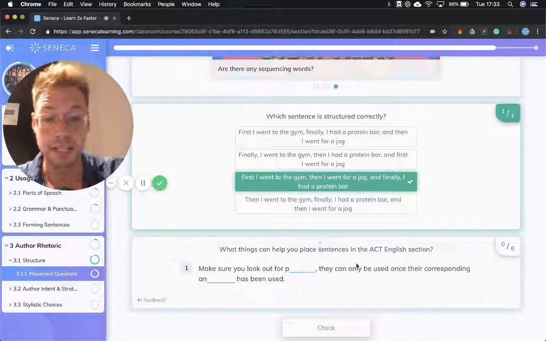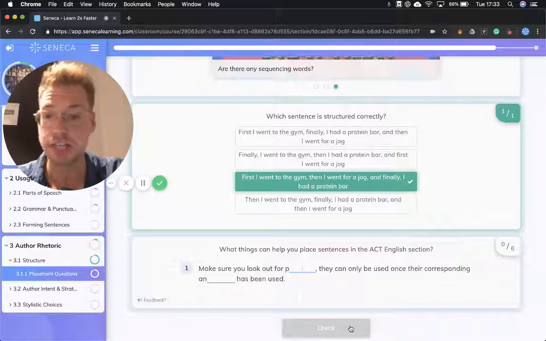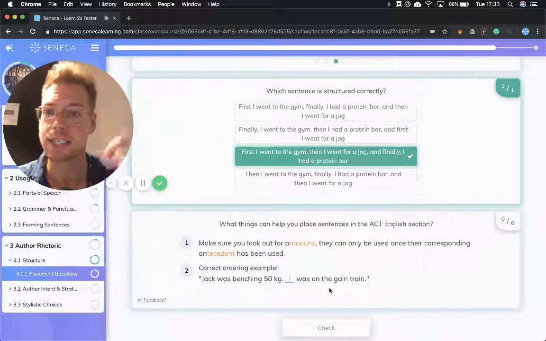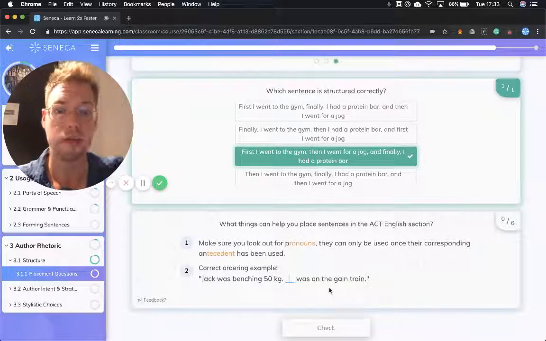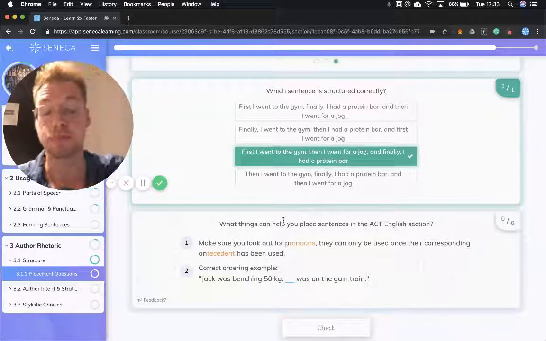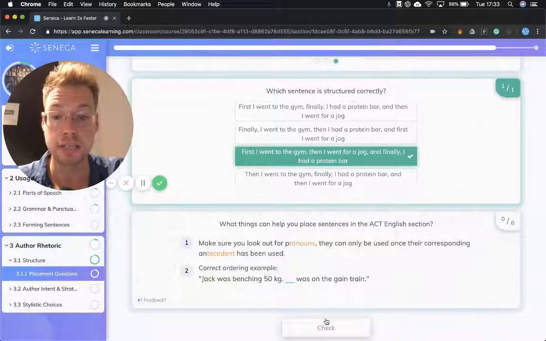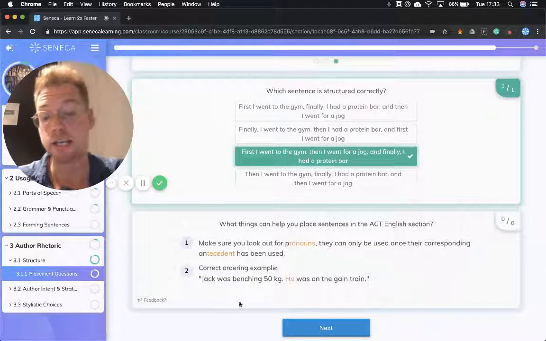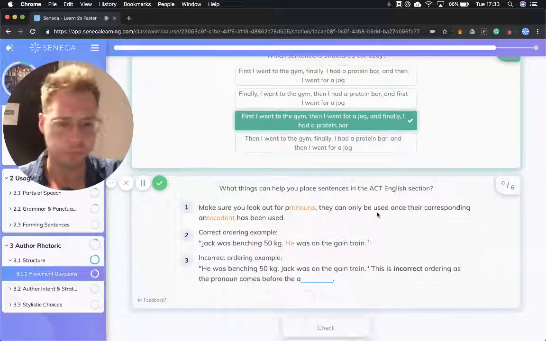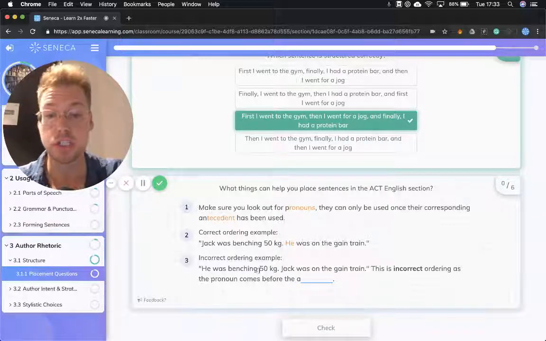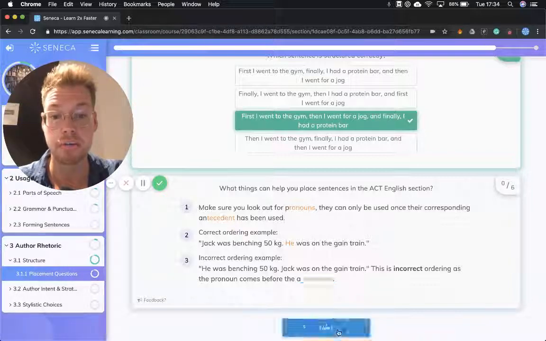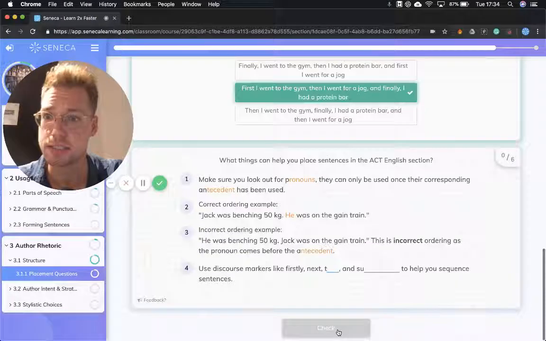Okay, so things that can help us place the sentence in the ACT English section. Let's consolidate this. Look out for pronouns. They can only be used once their corresponding antecedent has been used. Such a hard word to say, but the antecedent is like Jono or mum or whatever. It's the noun that is being replaced by a pronoun. A correct ordering example: Jack was benching 50 kilograms. He was on the gain train. There, "he" is replacing Jack. So boom, we got it. An incorrect ordering example would be: he was benching 50k, Jack was on the gain train. This is incorrect ordering as the pronoun comes before the antecedent. Boom, there's that word again, still as hard to say as before.